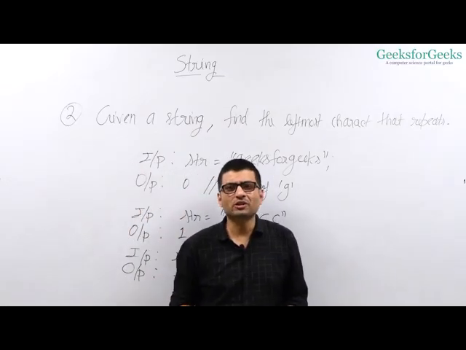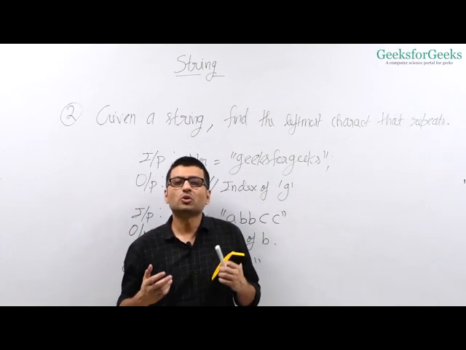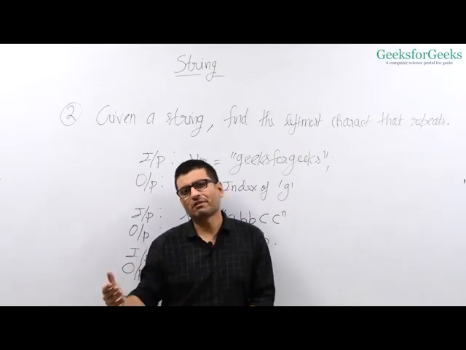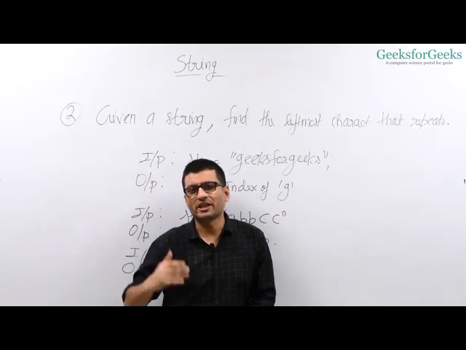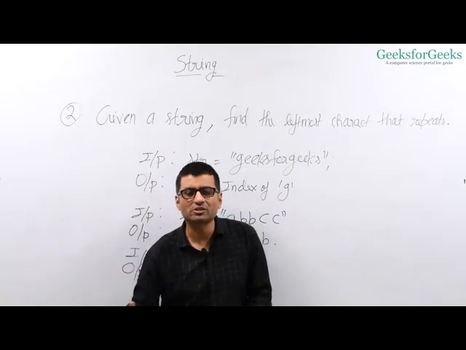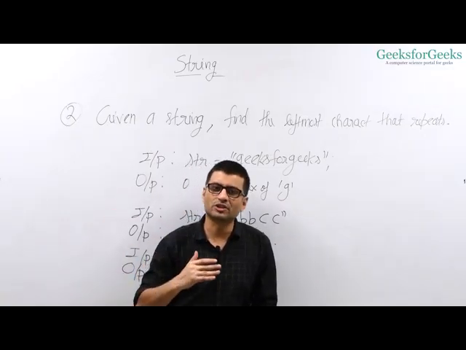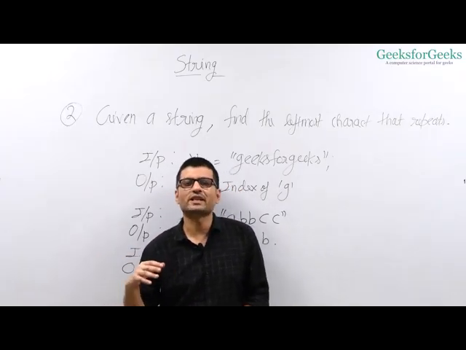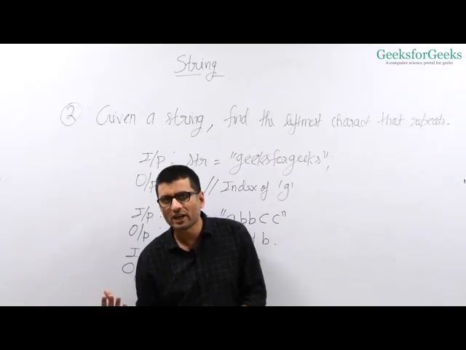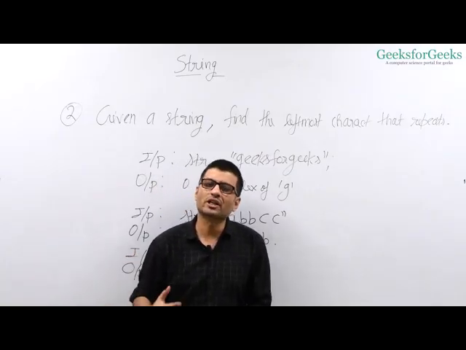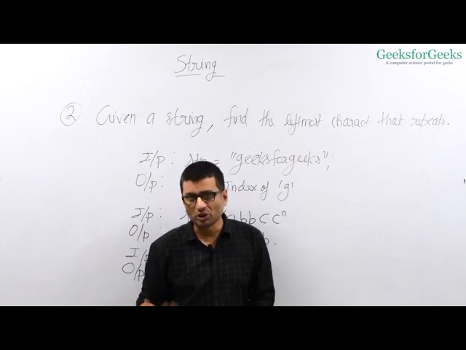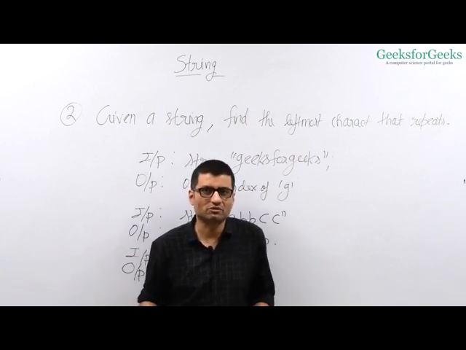A naive solution to solve this problem is to traverse through the string and, for every character, check whether it is repeating on the right side or not. So you run a loop for i equals 0 to n-1, then a loop for j equals i+1 to n-1, then you check if str[j] is equal to str[i]. If you find such a character, you return i. And at the end, when you come out of both loops, you return -1, since nothing was repeating.